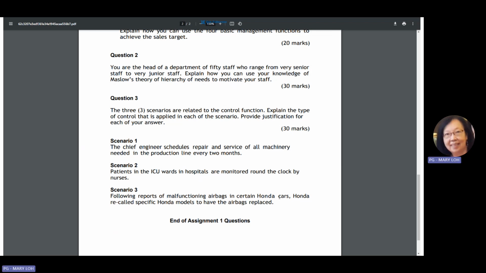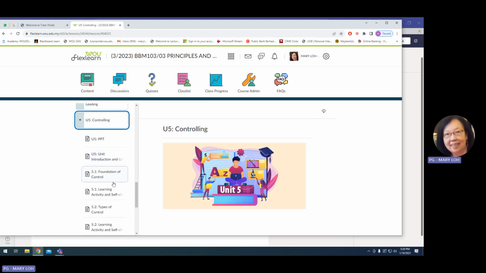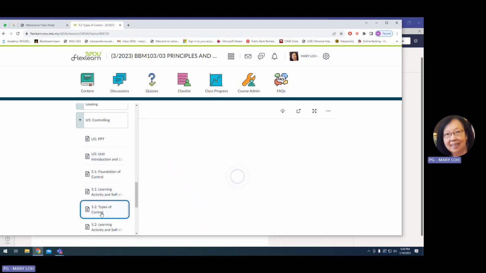So this type of control is not as good as the other two types. The other two types of control are called feed-forward or preventive control, and the second one is called concurrent control. Now let's go back and look at the course materials on control, and I'll explain to you all the different types of control. So we go to control, types of control.